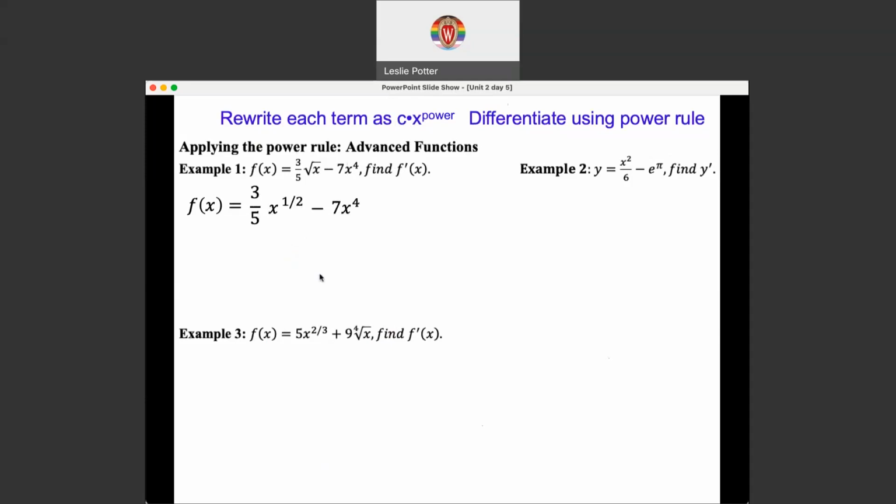Okay, now I can do the power rule. I'm going to bring the half down and multiply it, and I'm going to subtract a half. Now let's think about this. I'm subtracting 1. So if I'm at a half and I subtract 1, I have a new power of negative a half, right? It gets smaller. Okay, we're going to worry about that in just a little bit here.